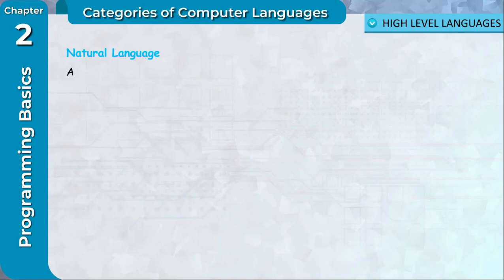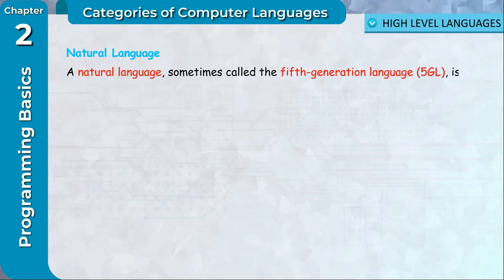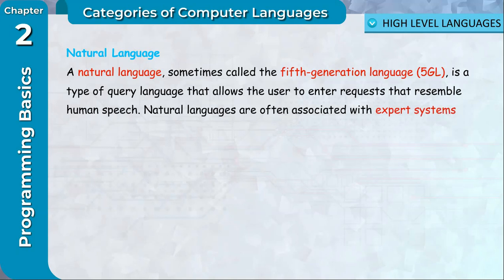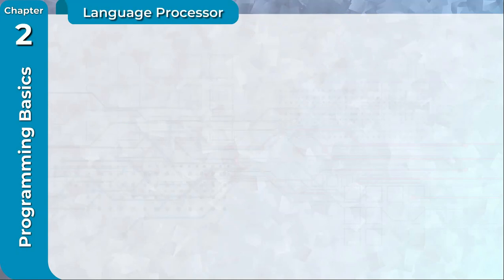Natural language. A natural language, sometimes called the fifth generation language 5GL, is a type of query language that allows the user to enter requests that resemble human speech. Natural languages are often associated with expert systems and artificial intelligence. These systems are popular in the medical field.